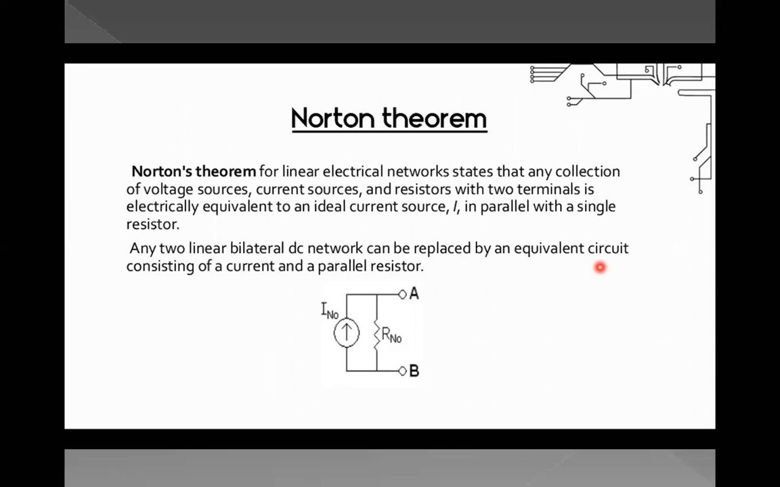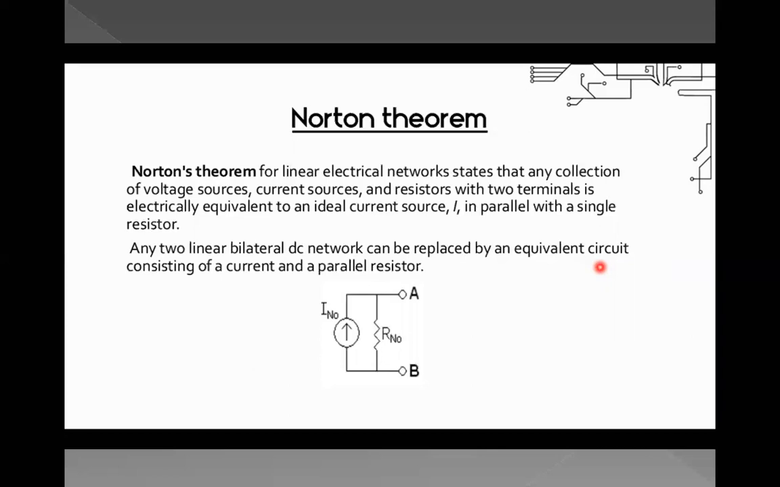So Norton's theorem for linear electrical networks states that any collection of voltage sources, current sources and resistors with two terminals is electrically equal to an ideal current source I in parallel with a single resistor. So it is just as simple as the Thevenin equivalent circuit.